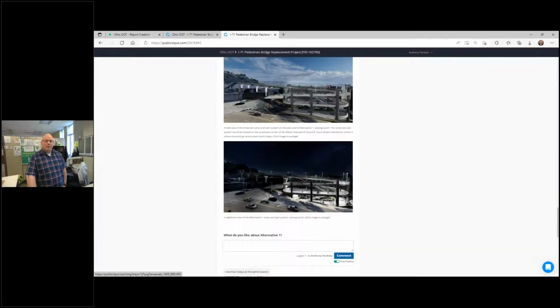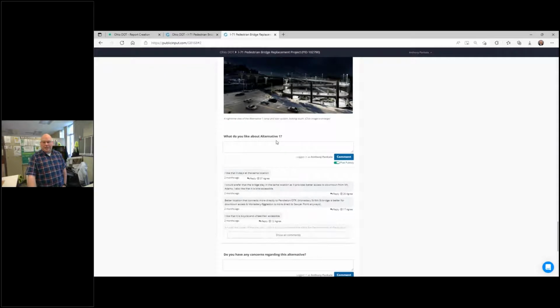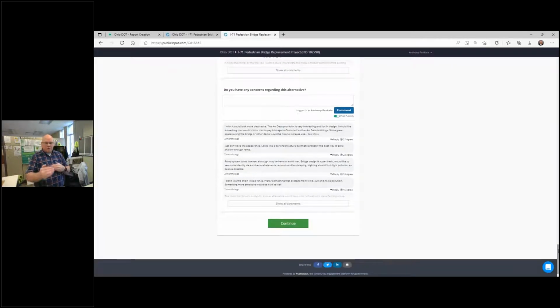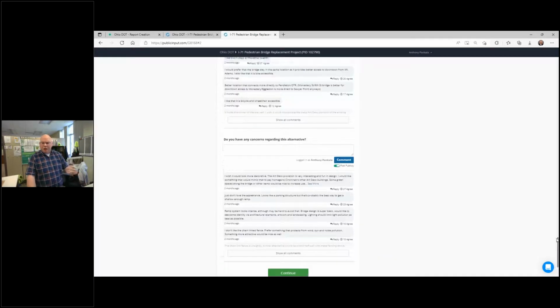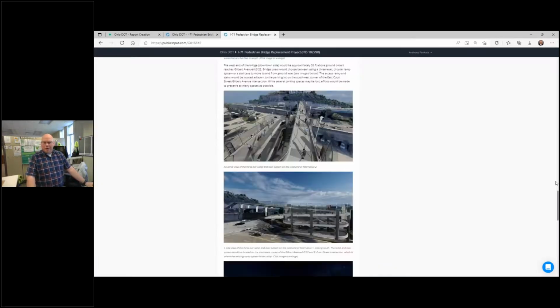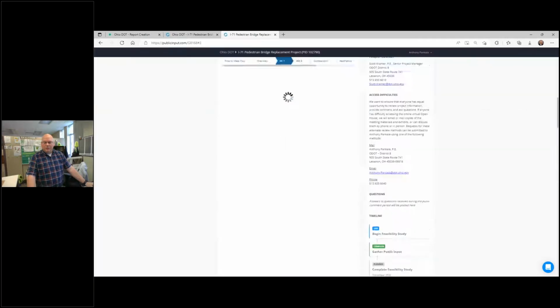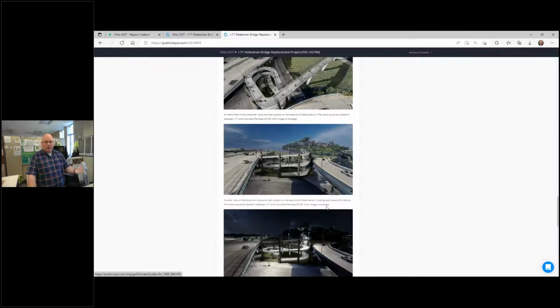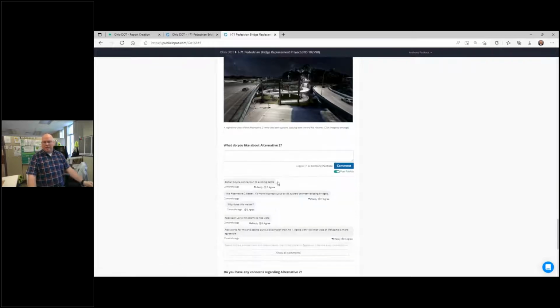Lots of visuals, and at the very end here we ask specific questions about what they like about alternative one, concerns they have with alternative one. So just two questions, but they're very open-ended, so we didn't want to overwhelm them as well. Alternative two, basically rinse and repeat as alternative one, lots of visuals, night and day, same questions.